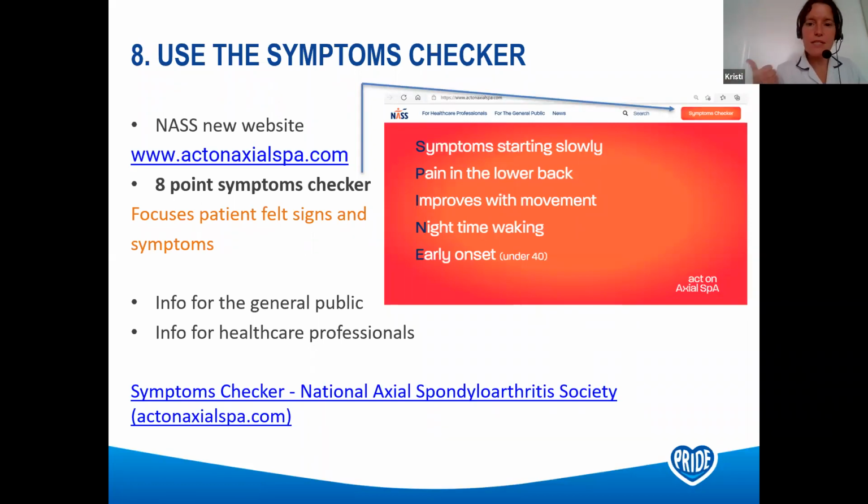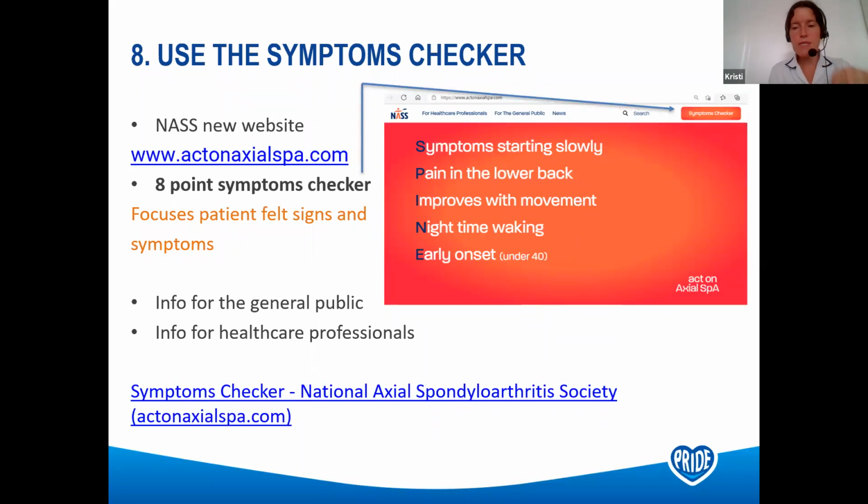Five letters. Symptoms start slowly. Pain in the lower back. It's not only the lower back, it's upper back. It can be neck as well that you get inflammatory changes, but commonly in the lower back, pelvic SIJ region. Improves with movement. That's a key one. Nighttime waking, but also the key thing is this early onset.